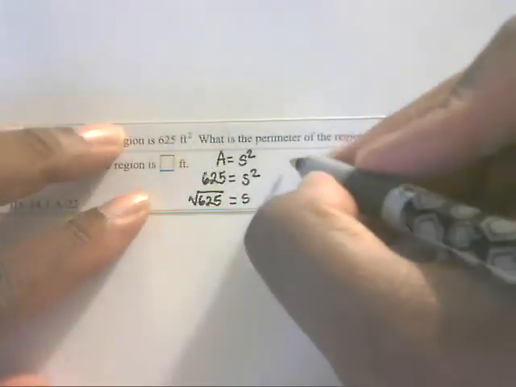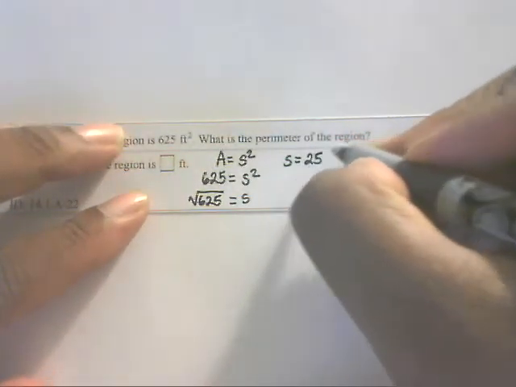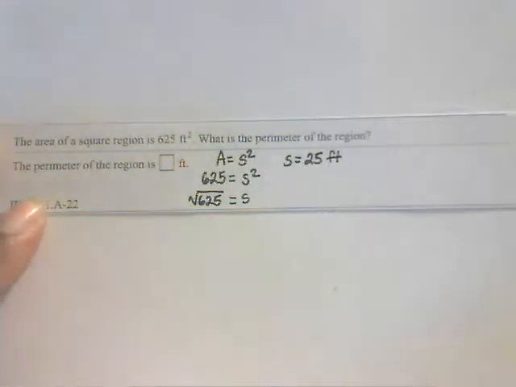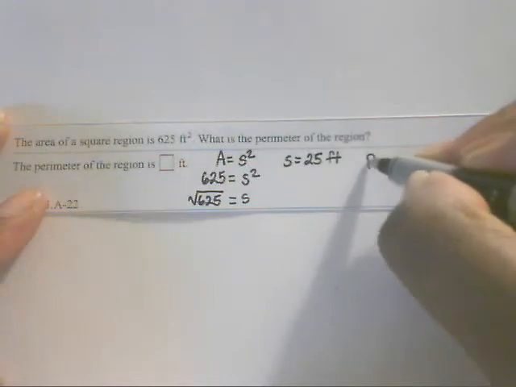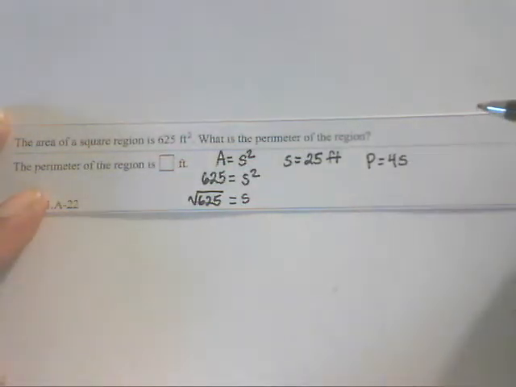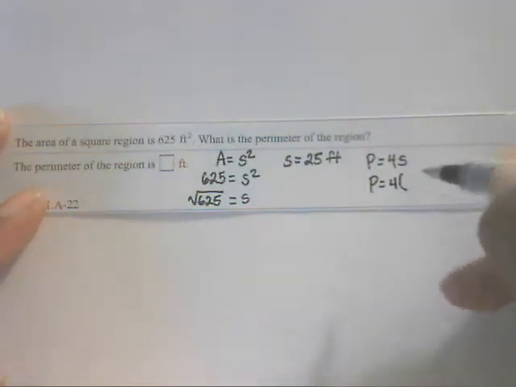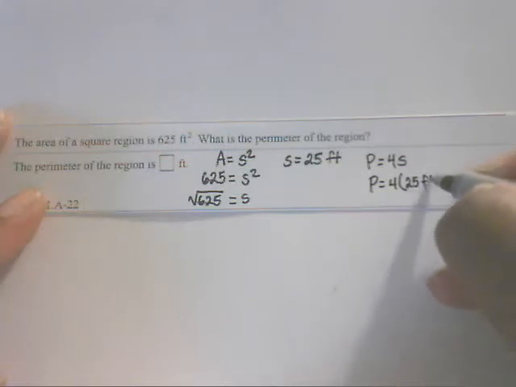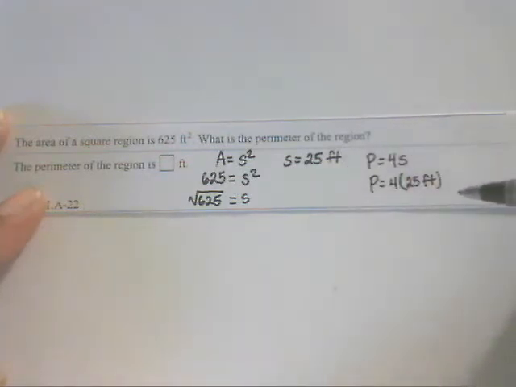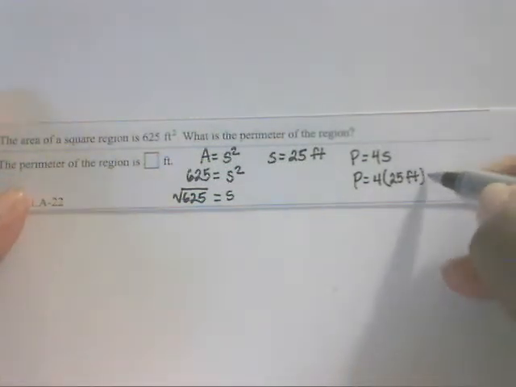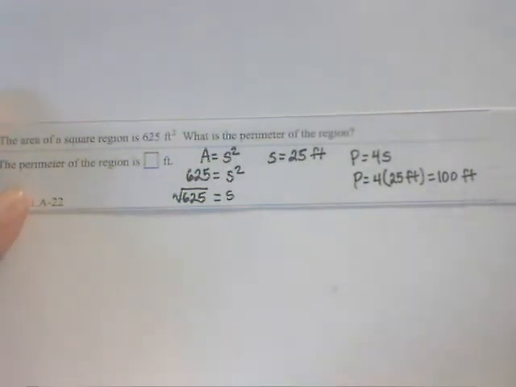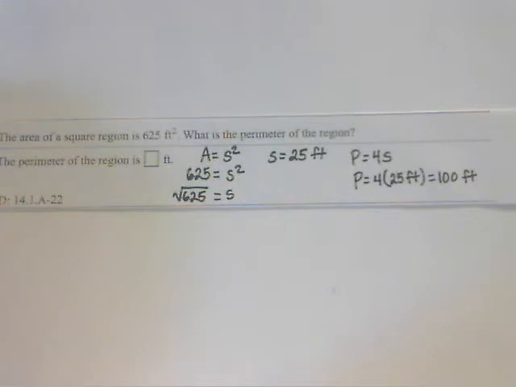Which will give you 25. So the length of the side is 25 feet. Okay. Now we can find the perimeter of that square region. It's a square. It has 4 sides of the same length, so the perimeter is going to be 4 times s. So we do 4 times s, or 4 times 25 feet, because that's what we found the length of that side to be, 25 feet. So 4 times 25 is 100 feet. So the perimeter of that particular square region is 100 feet.